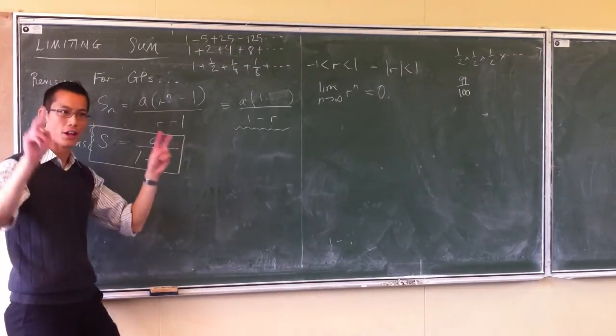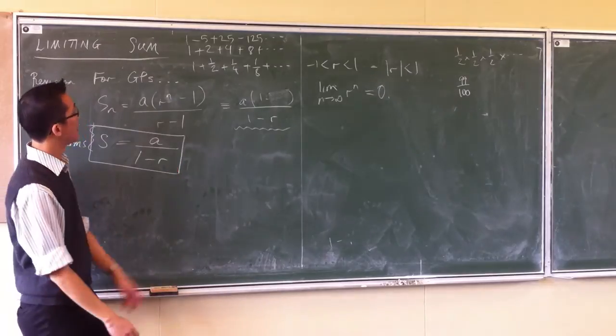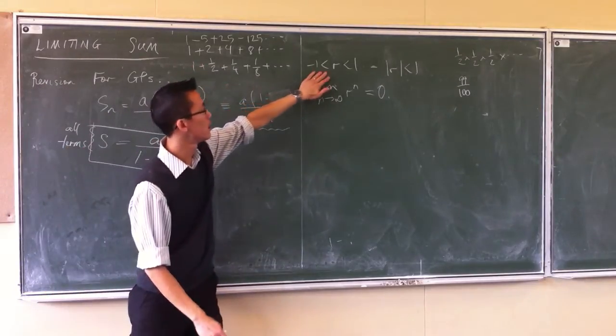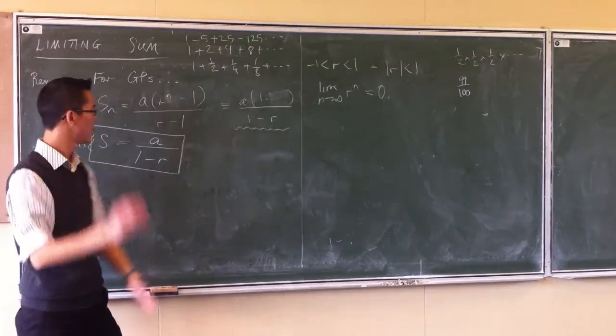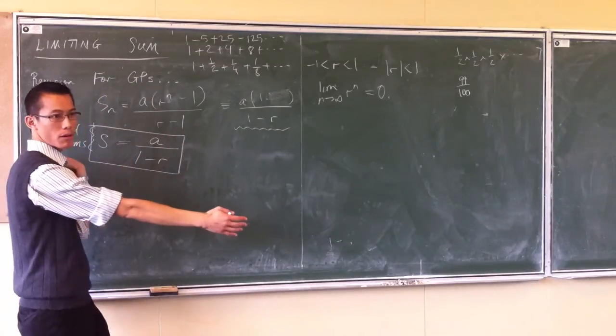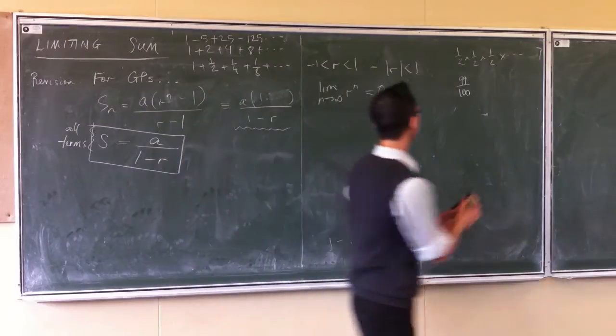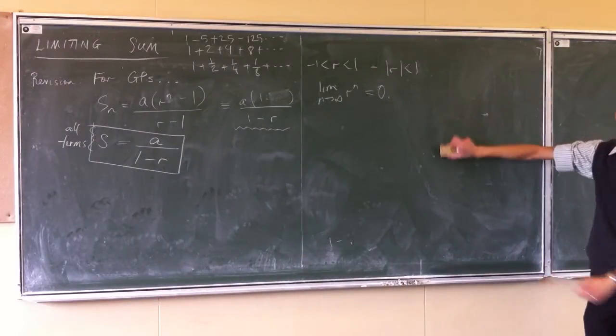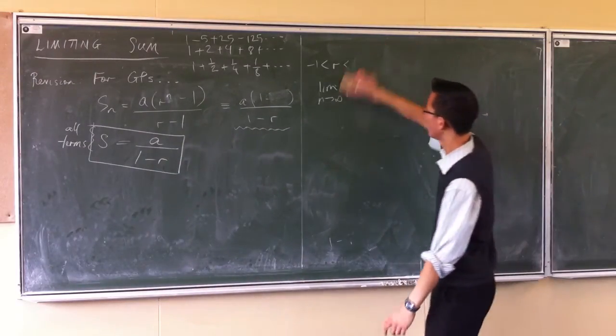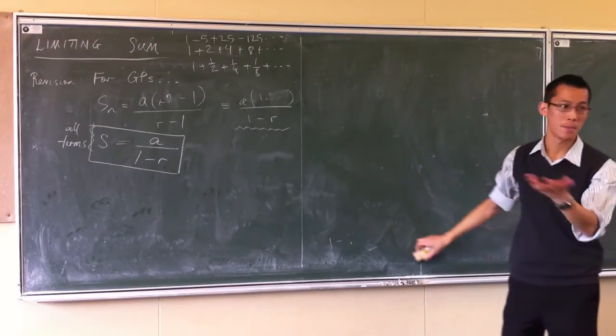So this is what we call the limiting sum, okay? If you've got this condition here, your ratio is between negative 1 and 1, this is what the whole thing will approach. Now, I told you before that, like integration, this topic explains some results that you learned a long time ago, but we didn't have the equipment to explain why.